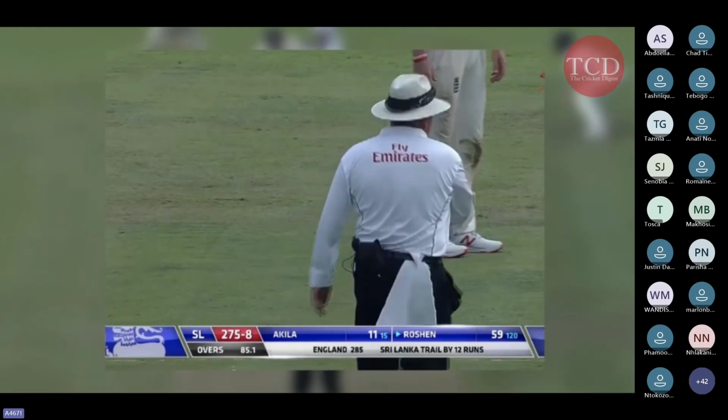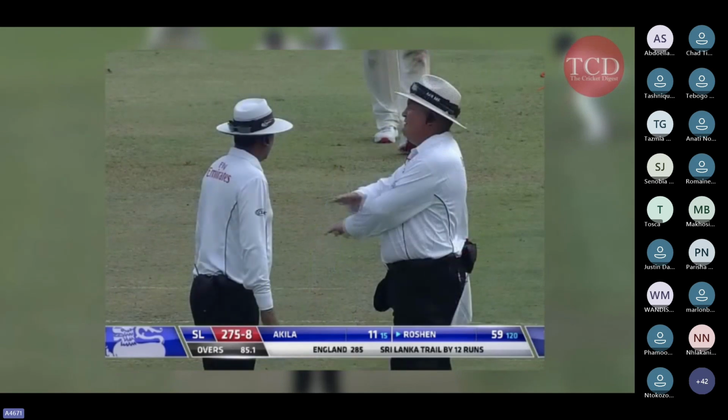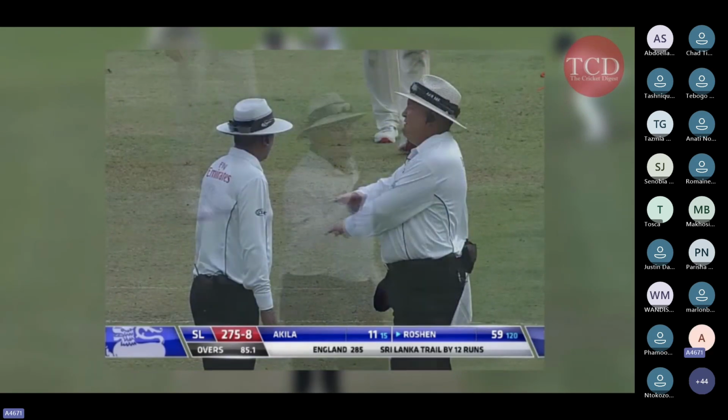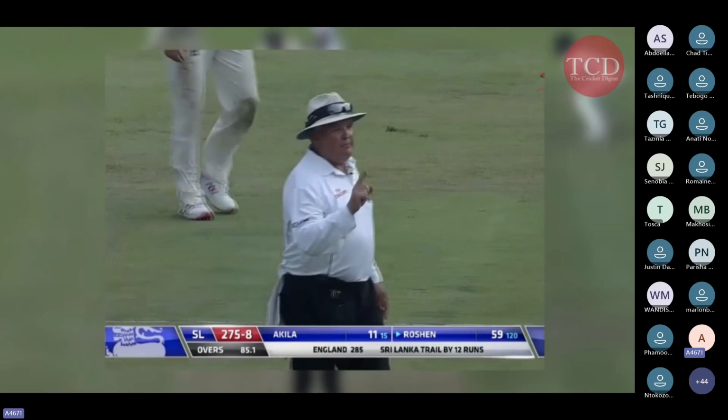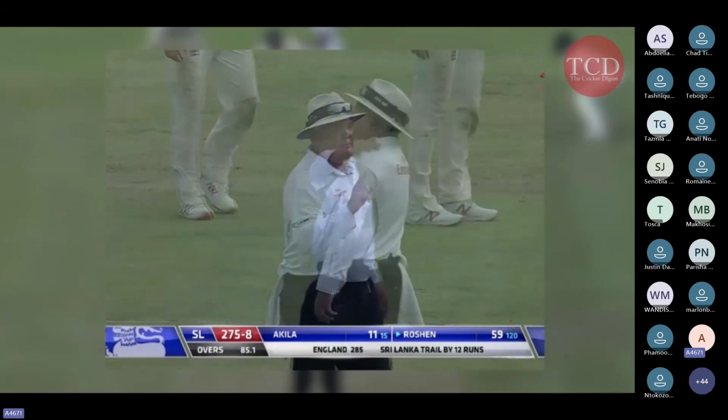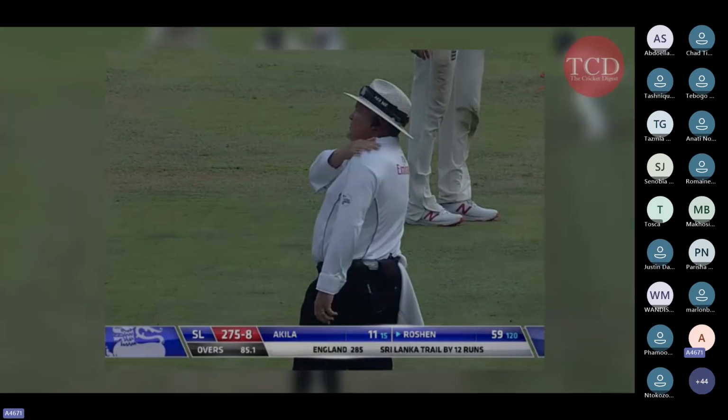If you did not understand what he signaled, he initially disallowed all the runs scored by the batsman on that delivery. Further, he informed the batsman about deliberate short running, and awarded 5 penalty runs to the fielding side.